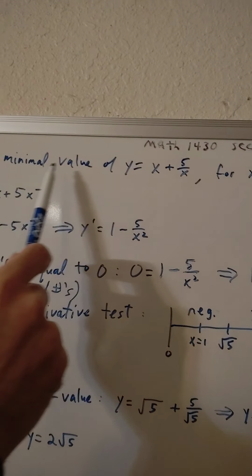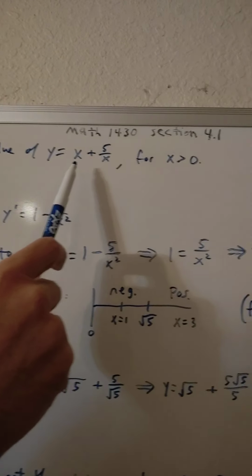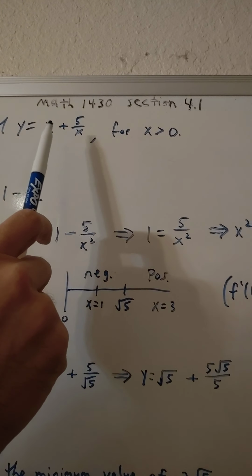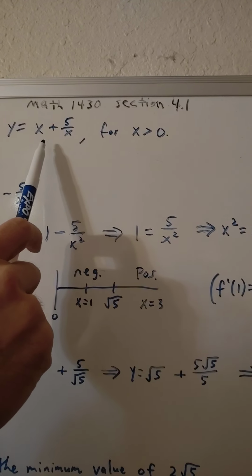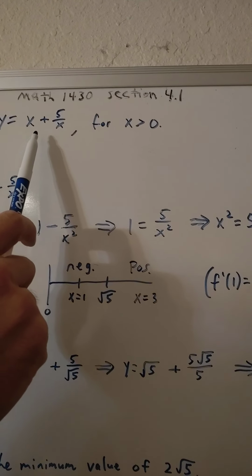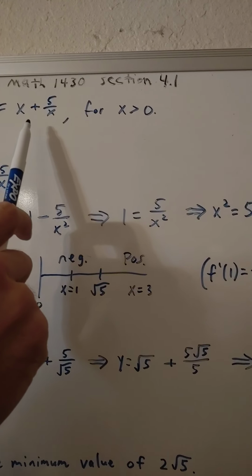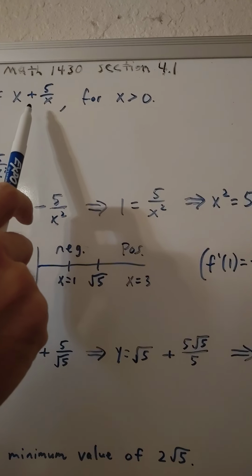So to find the minimal value of this, what we want to do is find the derivative of this function and then set that derivative equal to 0, and that will give us the critical numbers. Remember, maximum and minimal values only occur at critical numbers. They live at critical numbers.